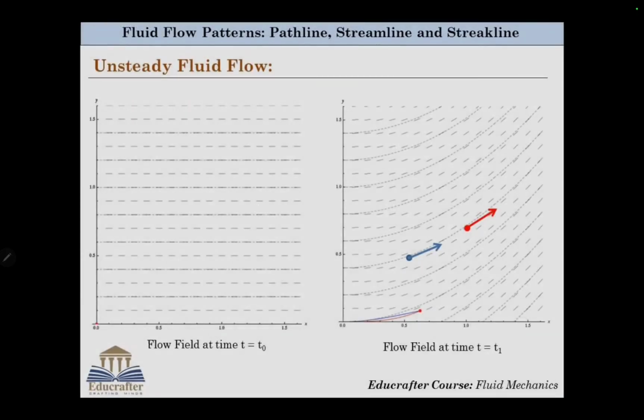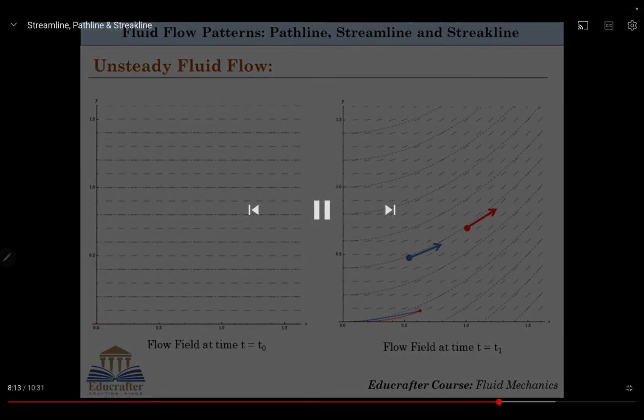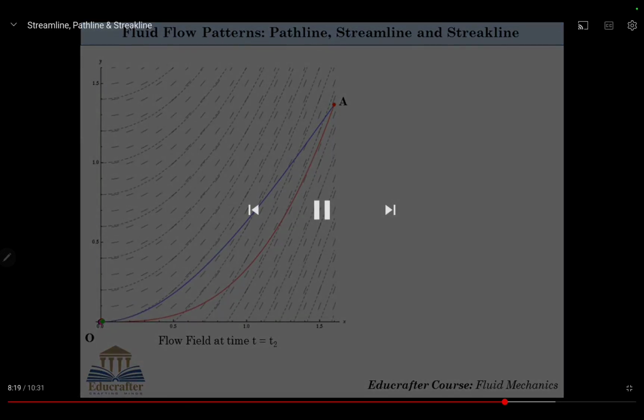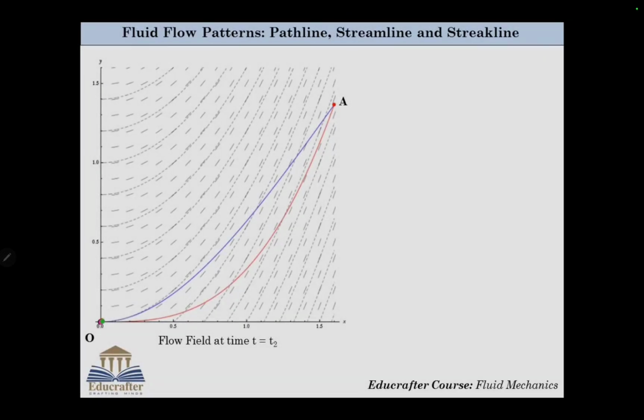Local velocity vectors are always tangential to these gray dashed lines, and hence these lines are known as streamlines. Here, one can observe that the streamline patterns are different at two different instants of time, as the flow is unsteady. This is the picture of the same flow field at another instant of time, say t equals t2.